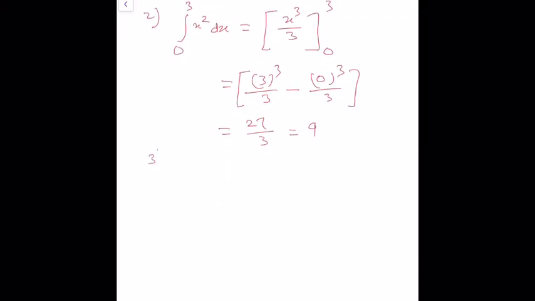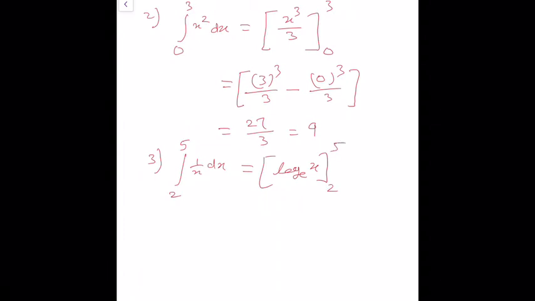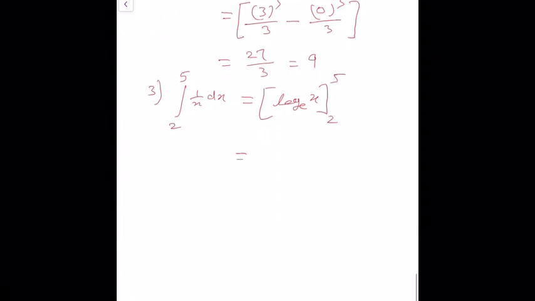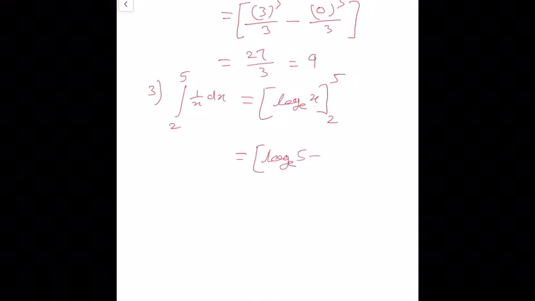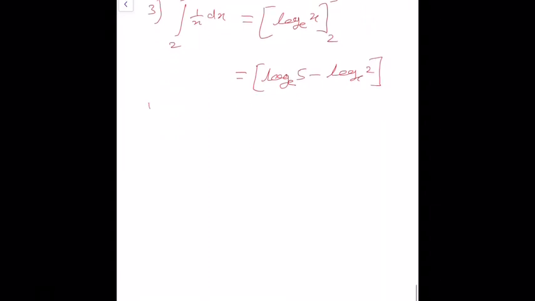Next, third example. Limit from 2 to 5, 1 upon x dx. 1 upon x means log x, limit from 2 to 5. First you put the upper limit in place of x, means log base e 5 minus log base e 2. Next, fourth example.